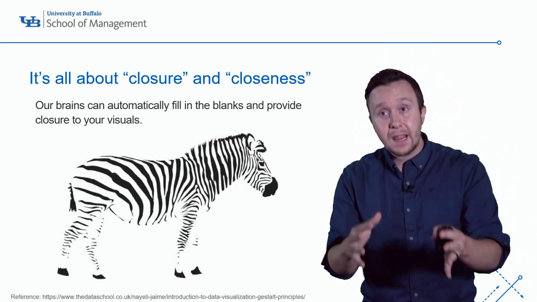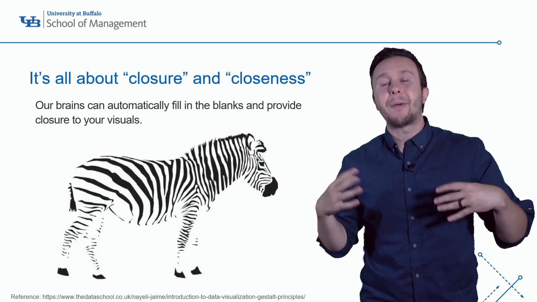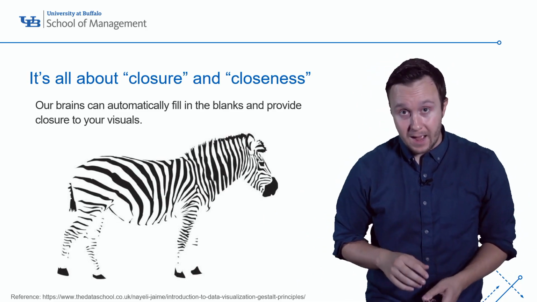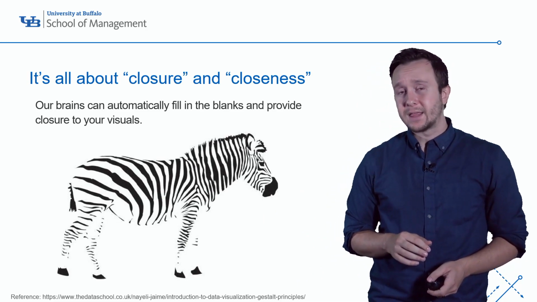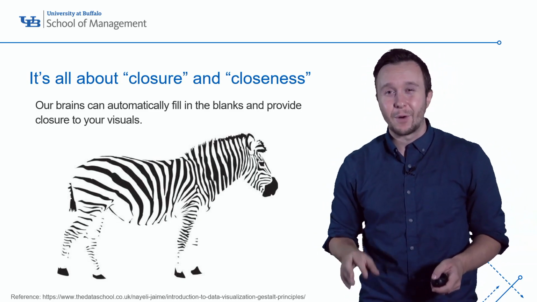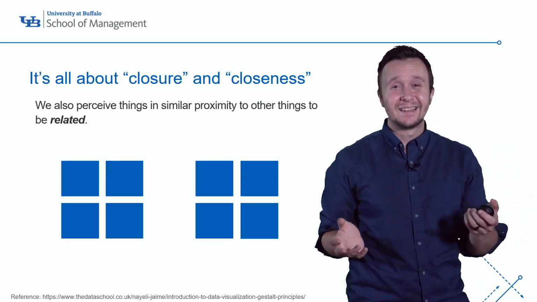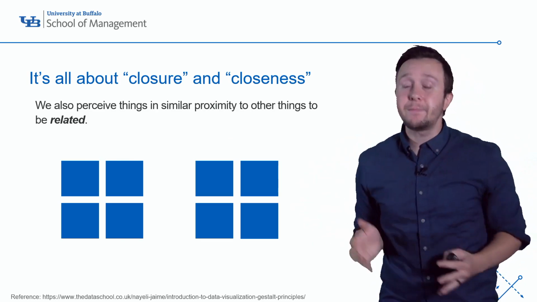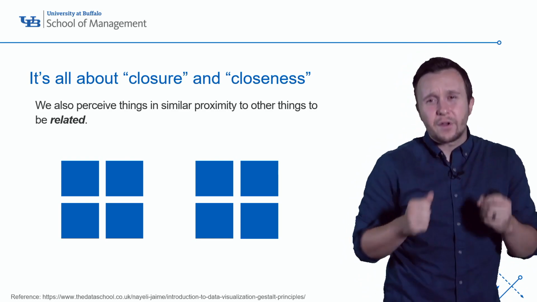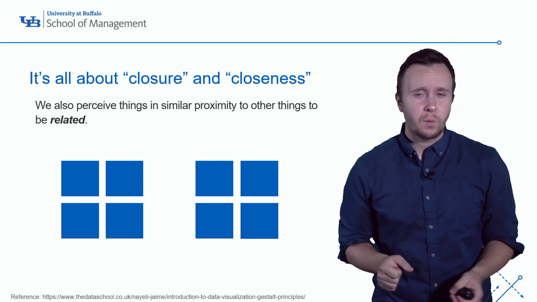But our brains are recognizing the pattern in these shapes, and filling in the blanks for us to create the picture of the zebra. And I want you to hold on to that thought for a second while we talk about closeness. Closeness, or proximity, states that things that are close together we perceive as related to one another.